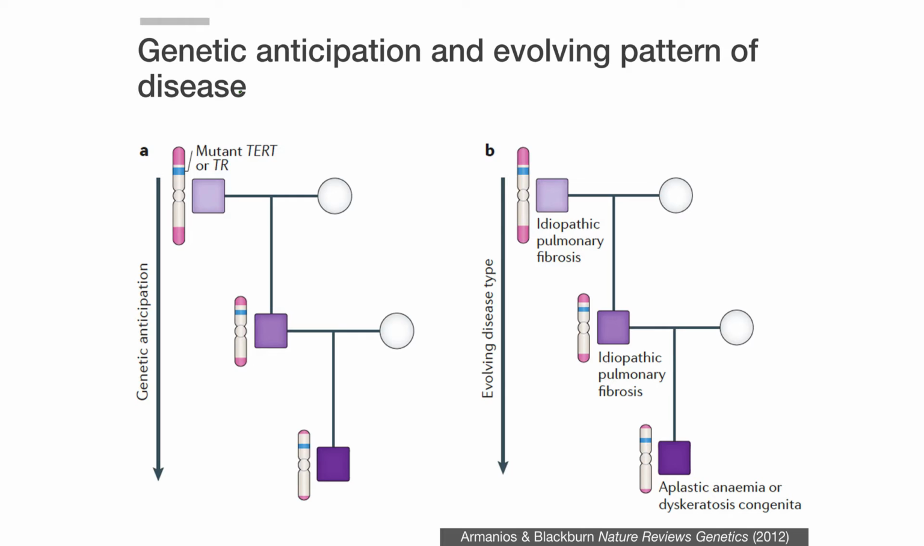I've told you that there's genetic anticipation. So genetic anticipation is a case where you start off with long telomeres, and the next generation the telomeres are a little bit shorter, and the next generation the telomeres are shorter. And so you see a worsening of disease with each generation. But in the case of the telomeres, there's also an evolving pattern of disease. So the earlier generations have this pulmonary fibrosis, the older individuals, and when that allele is then passed on to later generations, there's a different phenotype that occurs.